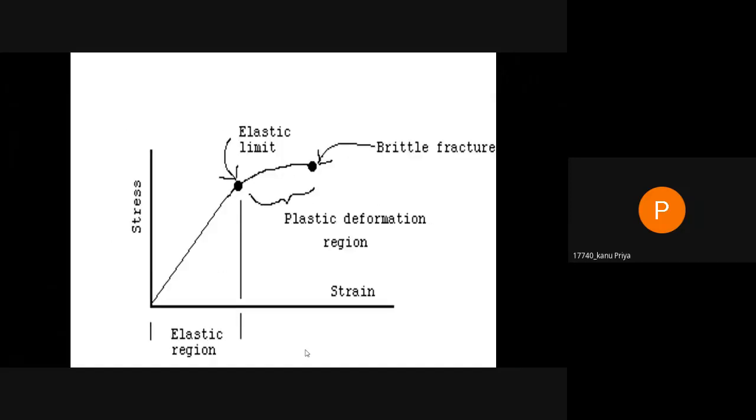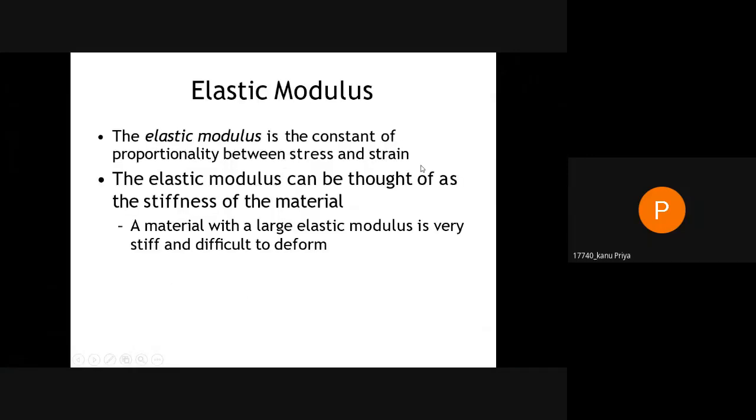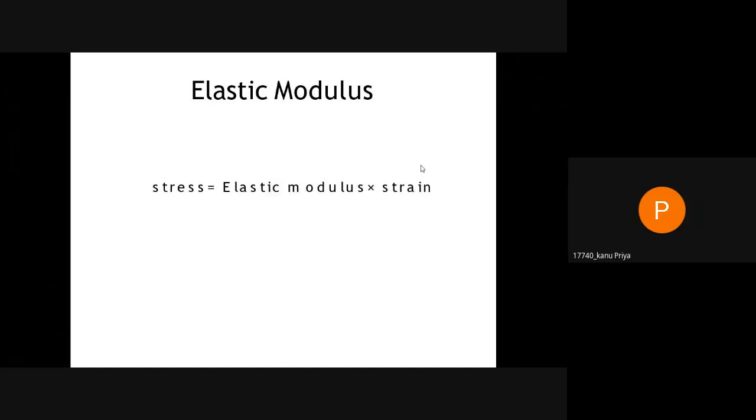So this is the graph between stress and strain. This is the elastic region. This point is the elastic limit. This region is called the plastic deformation region, and this point is the brittle fracture. Elastic modulus. Elastic modulus is the constant of proportionality between stress and strain. The elastic modulus can be thought of as the stiffness of the material. A material with a large elastic modulus is very stiff and difficult to deform. Stress is equal to elastic modulus into strain.